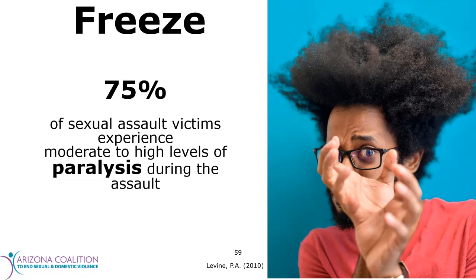75% of sexual assault victims experience moderate to high levels of paralysis during the assault. And this might help a survivor who's victim blaming themselves, right? To say like, I felt like I couldn't move. We can say things like, that's very normal. We hear that from a lot of survivors. When you're going through trauma, your brain's doing what it needs to survive, and your brain determined that it was the best course of action not to move.